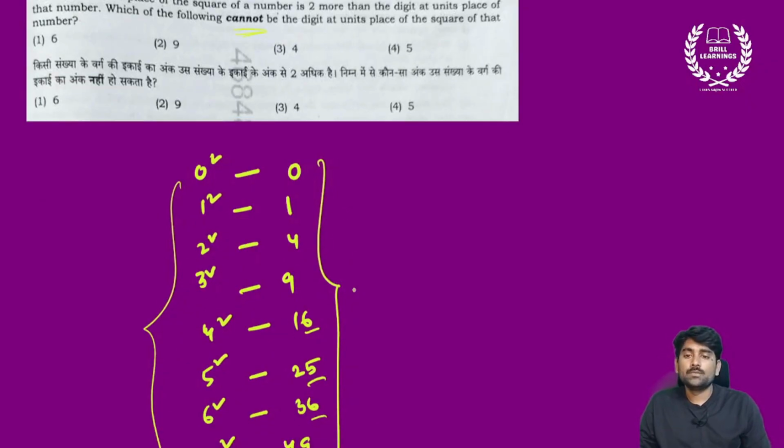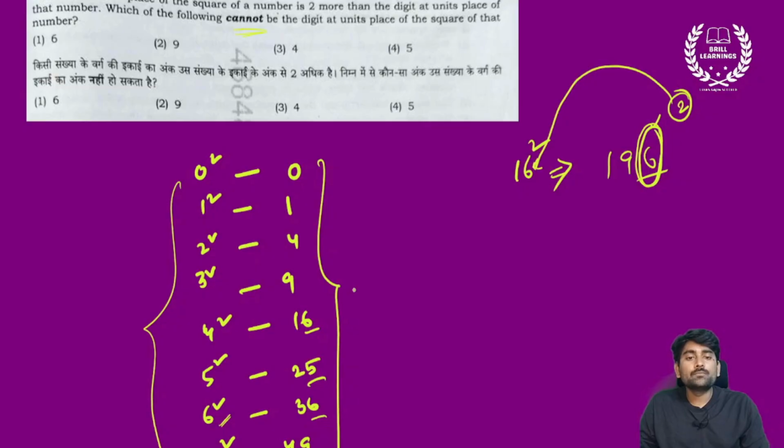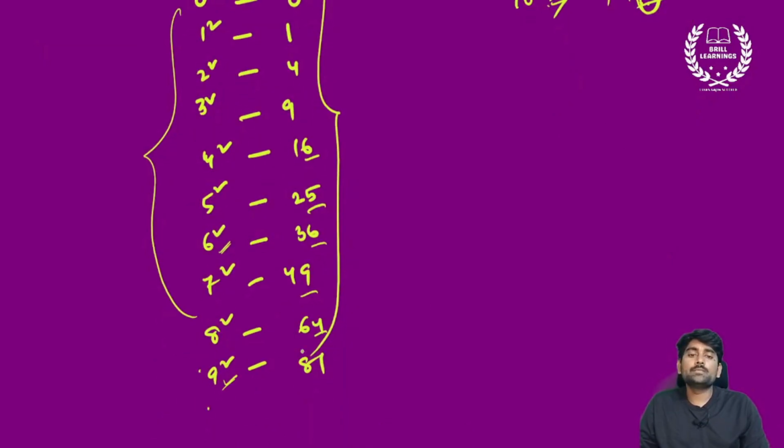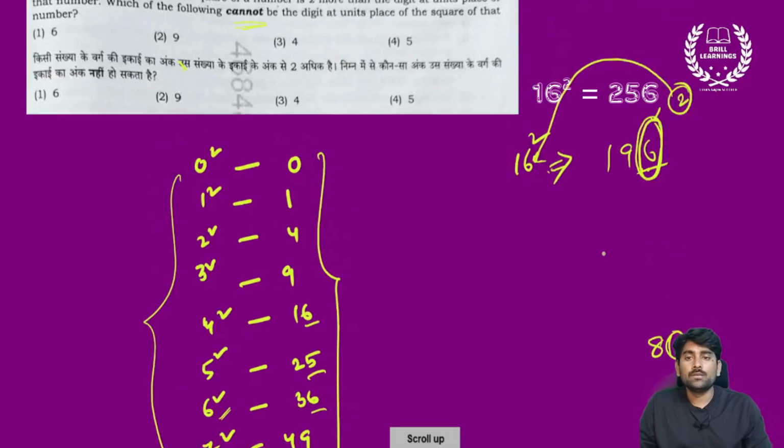Let's check those options. First one, if I place 0, it is not here. So first check the number 6. 6 square, if I have 16 or something like this 2-digit number, 16 square means I will get 196. But whatever the digit at this place, it should be 2 more than the digit at this place, but it is equal. That is why the first one is wrong. 6 is not correct. Let's check the second option, 9. So if it is 9 at the unit place, 9 square means 81. It will give us 1 in the unit place, which is less than 9. So this is also wrong.